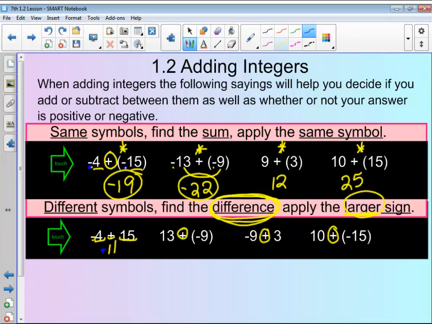Now, whoops, my color changed when I looked at my eraser. Now, usually you don't put a positive sign in front of it, but for right now, I want you to do that so that you're not forgetting that last step.